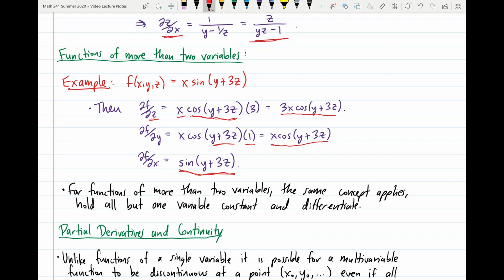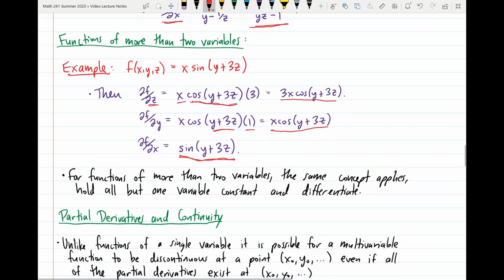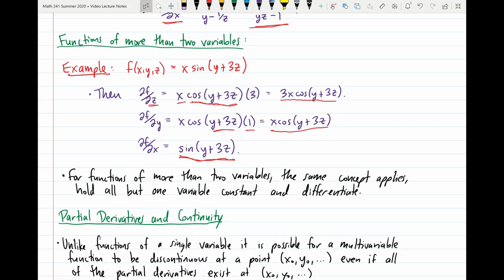So x is a constant, y inside of sine of y plus 3z is a constant. So x is going to remain the same. And then we have the derivative of sine of y plus 3z is equal to cosine of y plus 3z. And then using the chain rule, we have to multiply by 3 on the outside because that's the derivative of 3z. And ultimately we get 3x times cosine of y plus 3z for the partial derivative with respect to z.